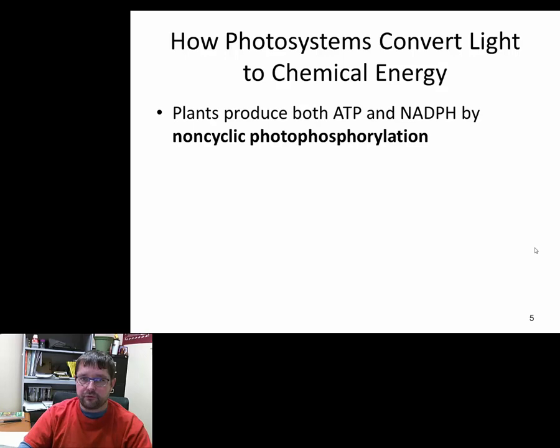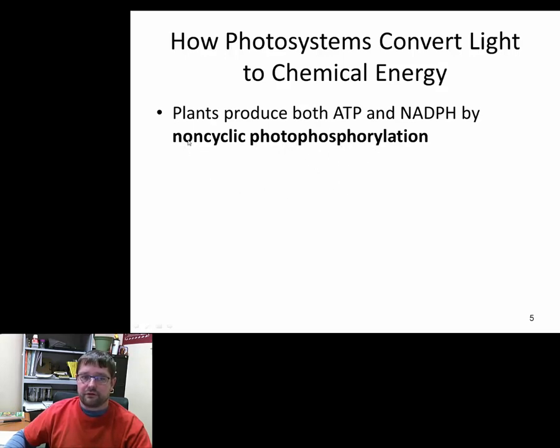So plants can produce ATP and NADPH. Remember, ATP is the currency of the cell, so it's energy. NADPH is an electron carrier. And they do this by what we call non-cyclic photophosphorylation. Giant word. I don't think it's possible to get that many letters on Scrabble, but that would be a heck of a word to have.